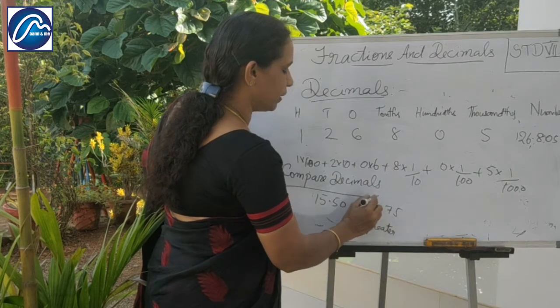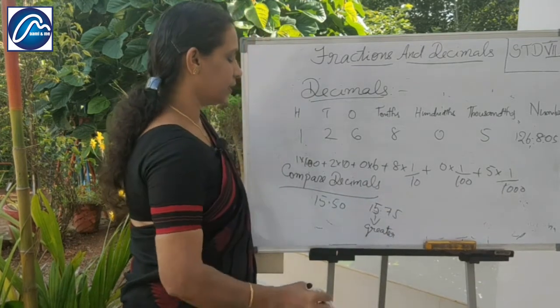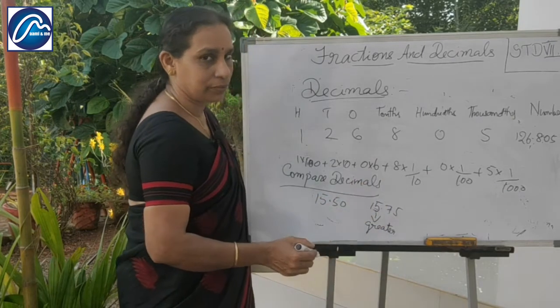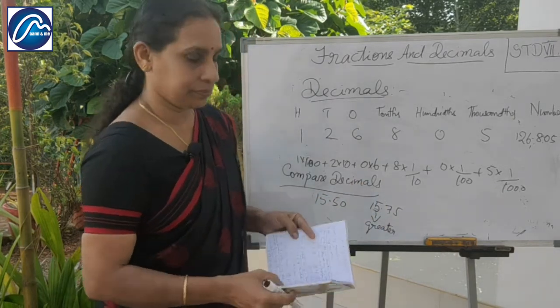If it is 15 itself, then this one is greater. What is the reason? Here 5 only, here 7. Okay, so let us look at another one.